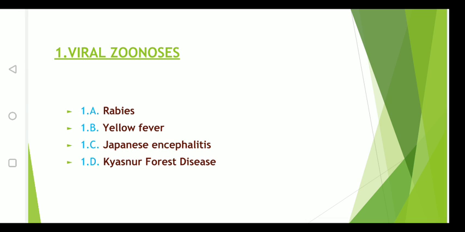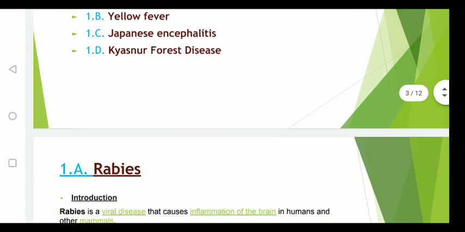In the name itself it is there. Zoonotic, that is, it's a viral infection caused from the animals to the human beings. So it is a viral zoonotic disease. The first one is rabies. We'll see the details about what is rabies, how it is caused and all.